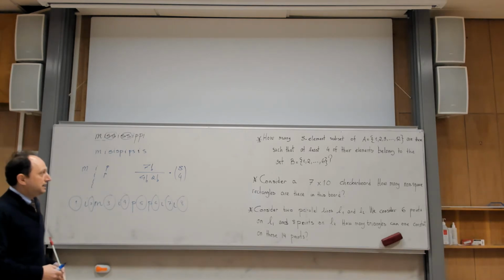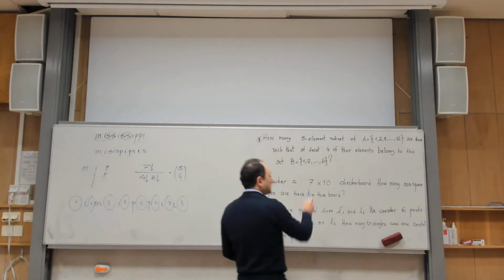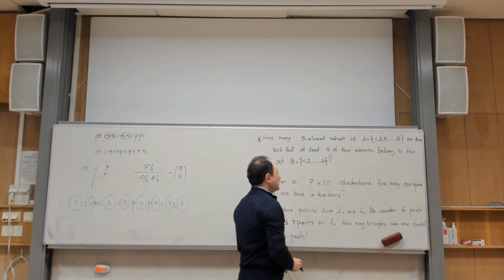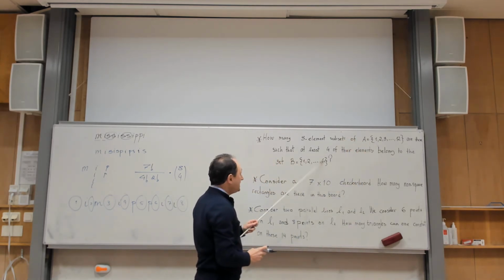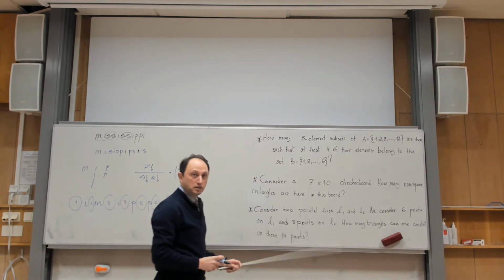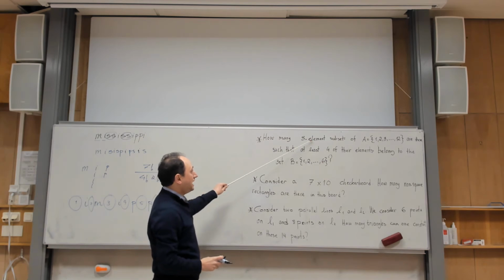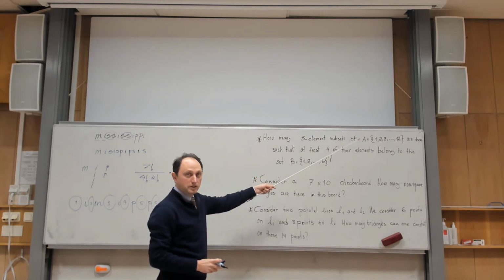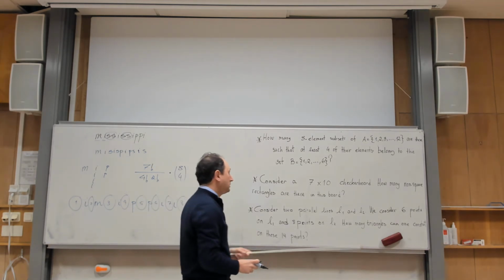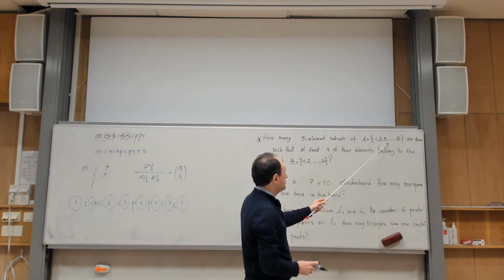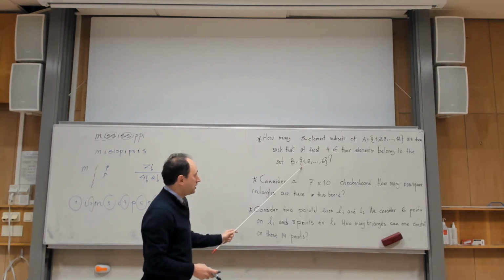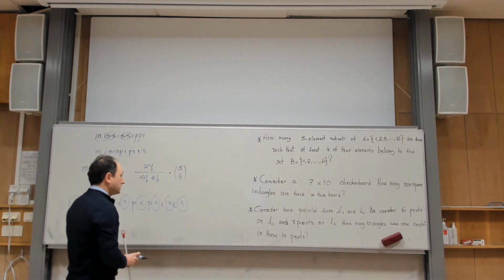So how many 8-element subsets of this are there such that at least 4 of their elements belong to this set? If I just ask you how many 8-element subsets there are, this is a very standard problem, because you know that in subsets we don't care about the order of the elements. So the answer would be 12 choose 8. That's it. But now I have another constraint here. Do you have any idea what we can do now?